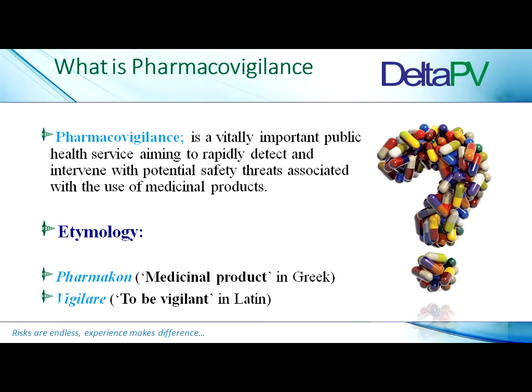Pharmacovigilance is a vitally important public health service aiming to rapidly detect and intervene with potential safety threats associated with the use of medicinal products. Etymology: pharmakon, medicinal product in Greek; vigilare, to be vigilant in Latin.